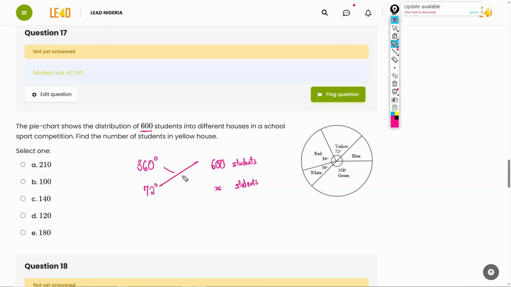So let's cross multiply. I would have 360x is equal to 72 times 600. I'll divide both sides by 360. Here 0 would cancel out 0. That's basically dividing by 10. And then 36 in 72 is 2. All right, so 2 times 60 is 120. So X is equal to 120 students.